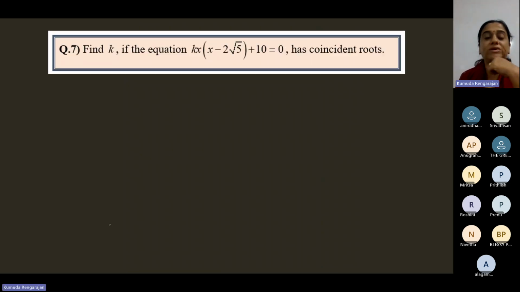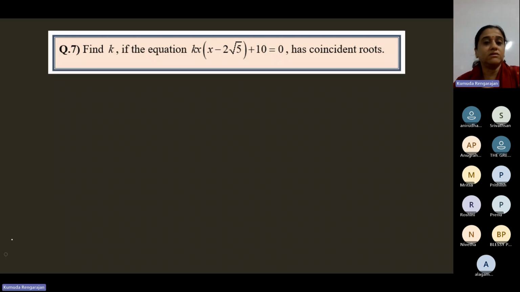Find K if the equation has coincident roots. Coincident roots meaning equal roots. Equal roots, coincident roots. Unequal roots, distinct roots. And see, when the roots are coincident, that means they're real and coincident. There is no situation like unreal and coincident. When we say coincident roots, real and coincident, real equal roots, distinct roots, real and unequal roots.